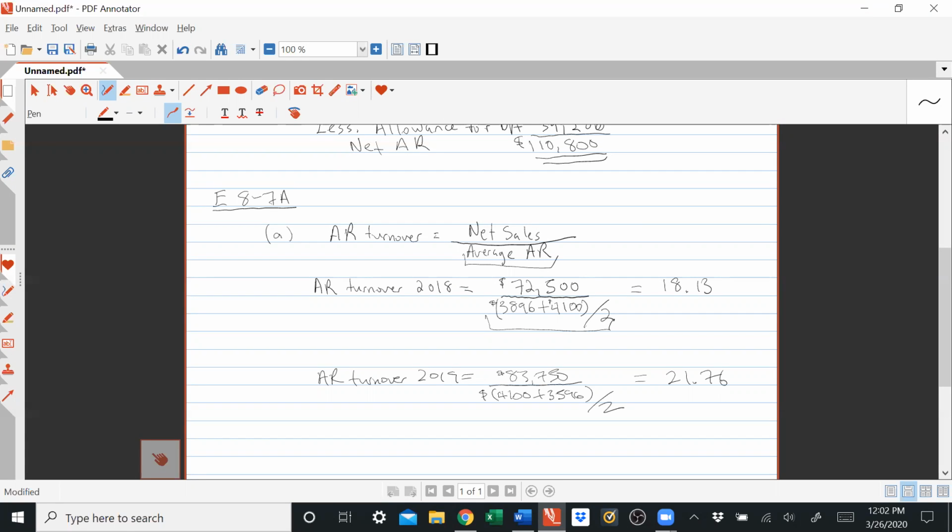That doesn't mean they made 22 sales to 22 different people. Not that. I mean, their total accounts receivable, which includes accounts receivable for many different people, they turned it over. They collected it 22 times in 2019, 18 times in 2018. This is an estimate.